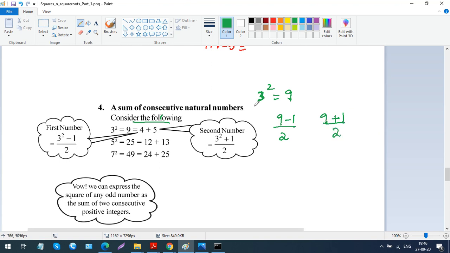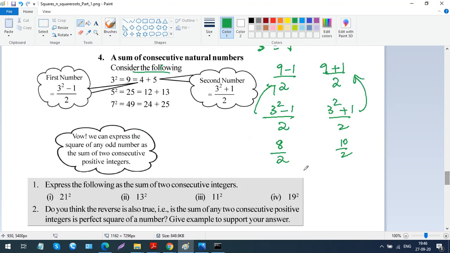Okay, if I'm saying write this 3 square, don't write the 3 square as 9, but write it as a sum of two consecutive numbers. So what do you do? You take 3 square minus 1 by 2 and take 3 square plus 1 by 2. So 3 square minus 1 is 9 minus 1, which is 8 by 2, and here you get 10 by 2. So 8 by 2 is 4, plus 5. If you add 4 and 5, you will get 9, isn't it?